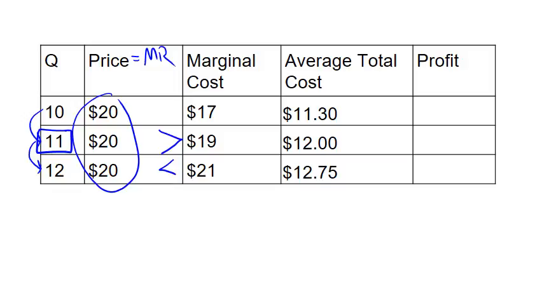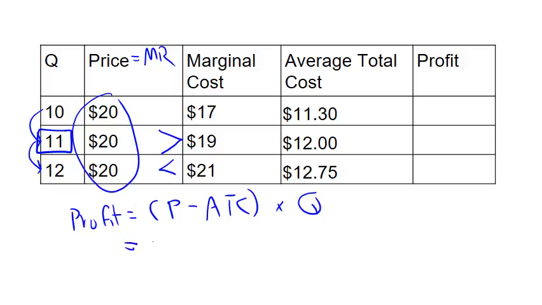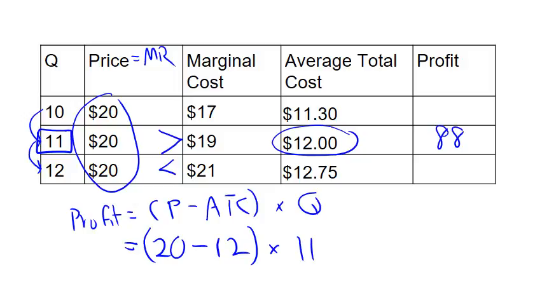To find the maximum profit, I simply plug into my formula: profit equals price minus average total cost times Q. I know the price is 20. The only average total cost I need is the one at the profit maximizing quantity. I know the quantity of 11 maximizes profit, so the relevant average total cost is $12. I multiply it by the quantity, which is 11, and I get a grand total of $88 as my maximum profit.